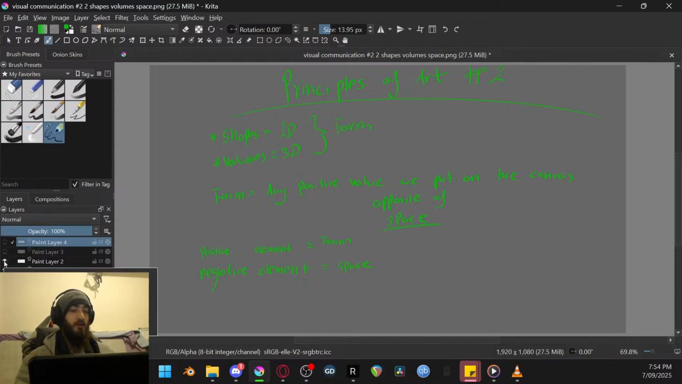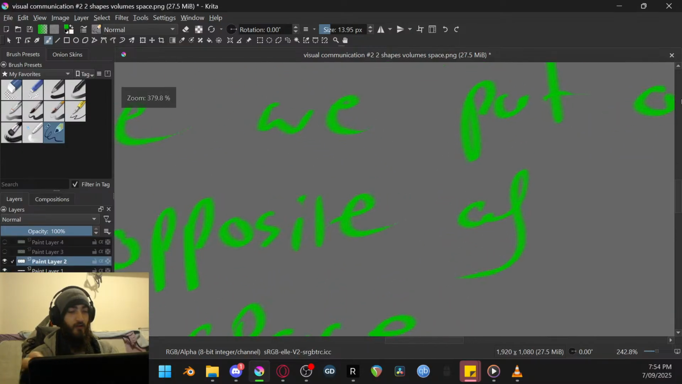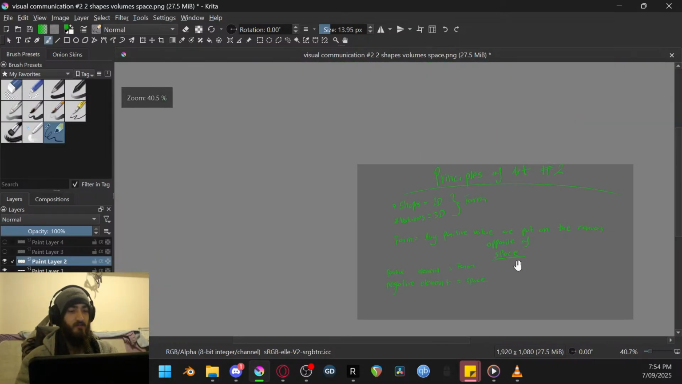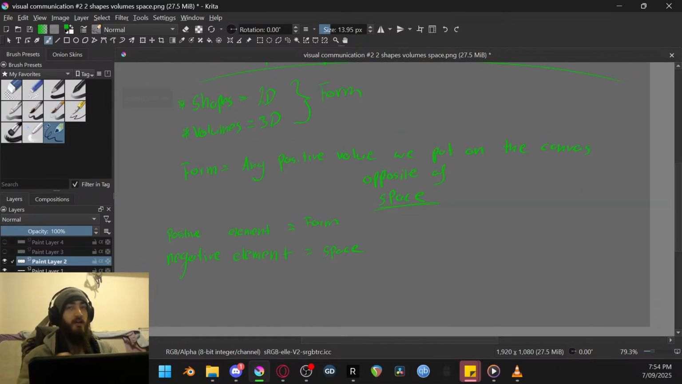For example, it's actually a very easy example right now. It's this pixel right there. Me doing this is putting form in space. So I'm taking away space to put in form. That's how that works. The space is the canvas itself.